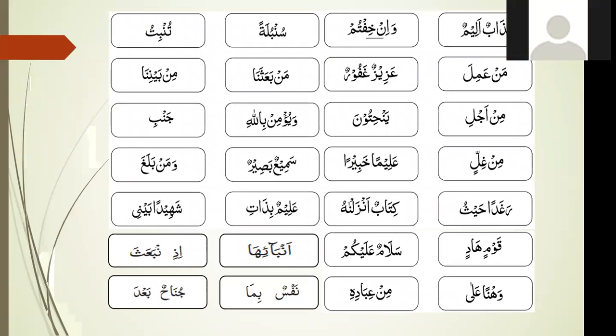Adhabun alim. So which rule did you apply and why? Id-haar, because the noon with dhamma is followed by a throat letter. Ahsanti. And the next one? Wa in khiftum, it's again Id-haar, because the Nun Sukun is followed by a throat letter, which is the letter Kha.